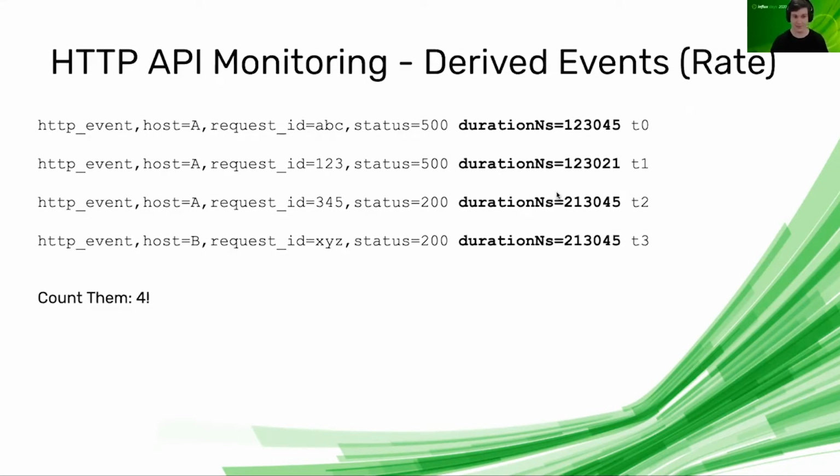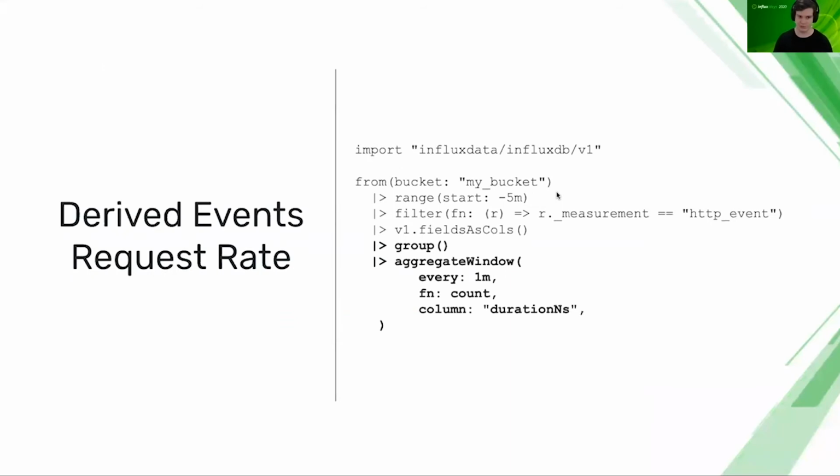So it's really simple for derived events, right? There are 4 things that happened here. All we have to do is count them. And what that's going to look like when we write our Flux query is that base Flux query that we had, where we just turn the data into the shape that we'd like. And then we're going to say group, which is going to put everything into a shared table. And then we're going to apply an aggregate window, which just windows the data up into 1-minute chunks. And for each one of those chunks, it's going to count the duration nanoseconds, right? Which is exactly what we said conceptually when we were going through that data, which is great.